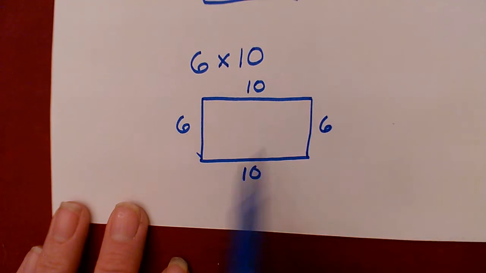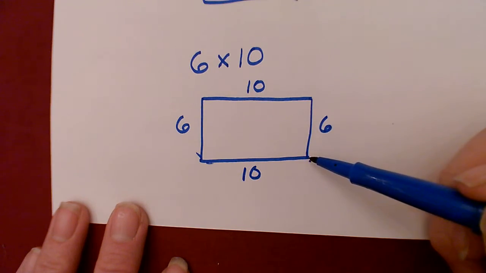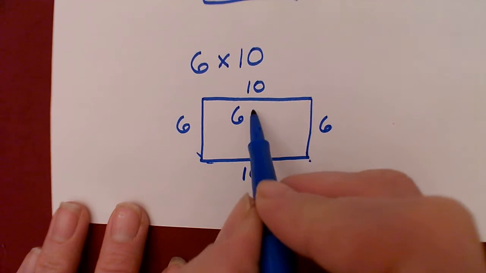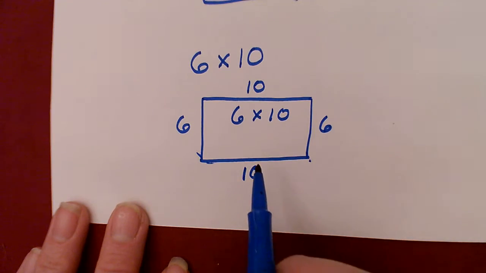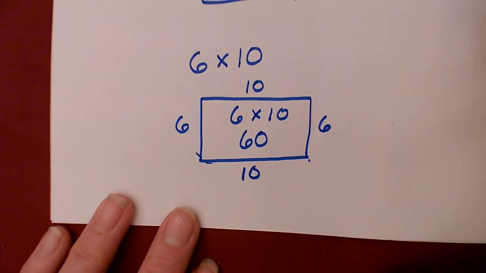So if this is 10, this is 10, because these are always going to be rectangles or squares. And if this is 6, then this is also 6. And so now I could say that the area would just be 6 times 10, which would be 60. This is how we're going to use the area model.